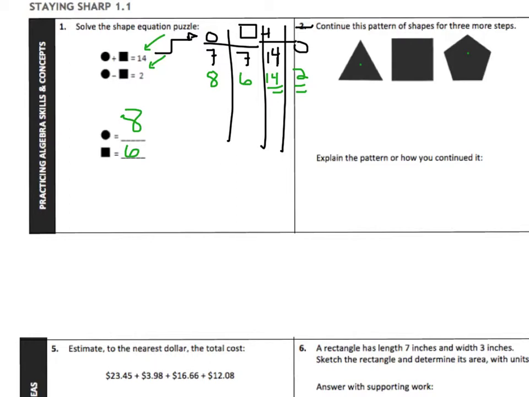Those shapes are distinguished by their sides. So if it has 3 sides, that has 4 sides. Hey, this is working. 5 sides. So that means the next 3 have to be a 6-sided, a 7-sided, and an 8-sided.